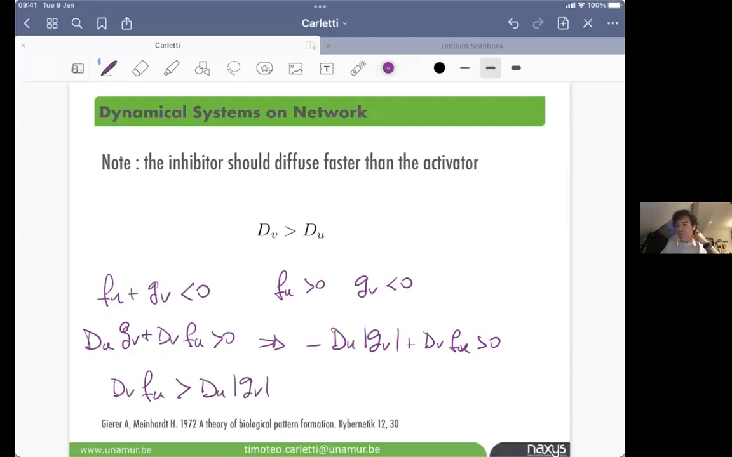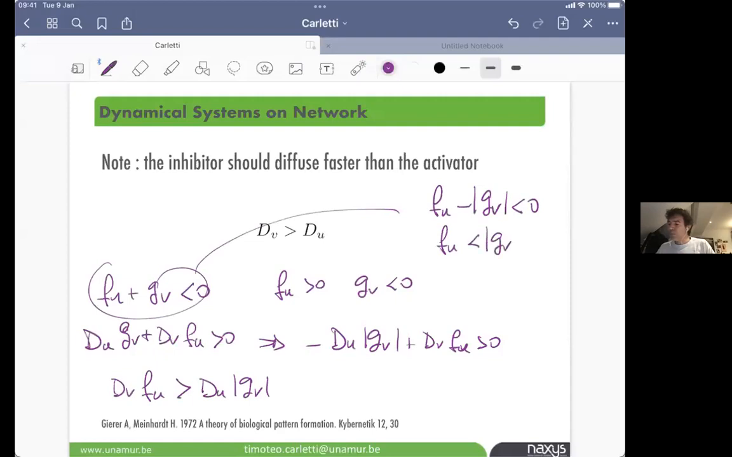But if you take this one, let me write here, this is the same as FU minus absolute value of GV is negative, this means that FU is less than the absolute value of GV. And so Dv FU is larger than Du times FU, but FU is positive. So this means that Dv is larger than Du. This is a result that Turing found almost 70 years ago.